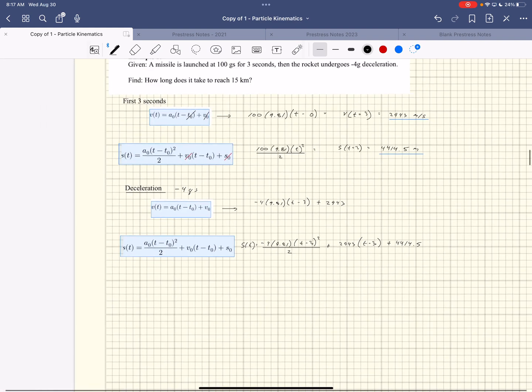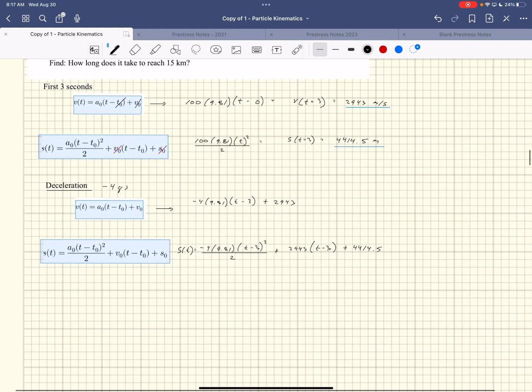The problem statement says, we haven't really gotten to that yet, but what it says is how long does it take to get to 15 kilometers? So what do you think, once we get to this point right here, what do we do? Is that equal to 15? 15,000. Put in 15,000, because you've got to be careful of the units.